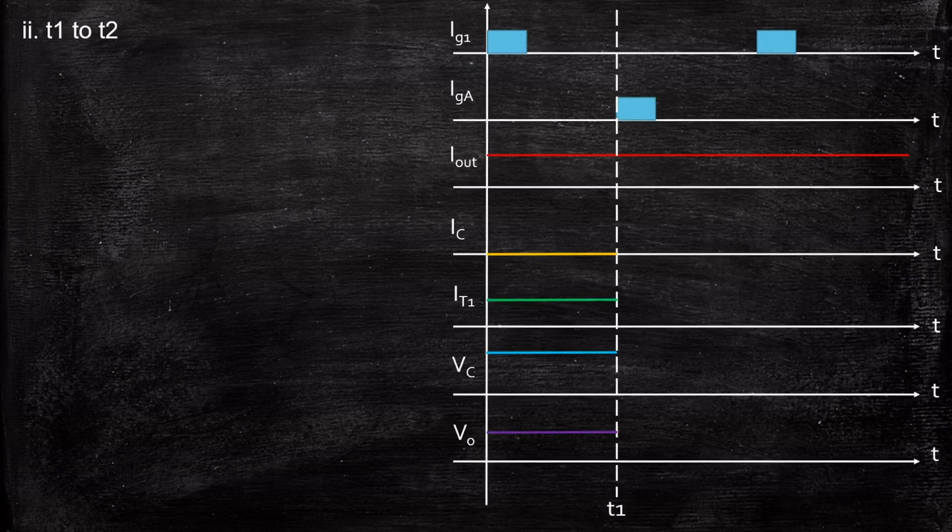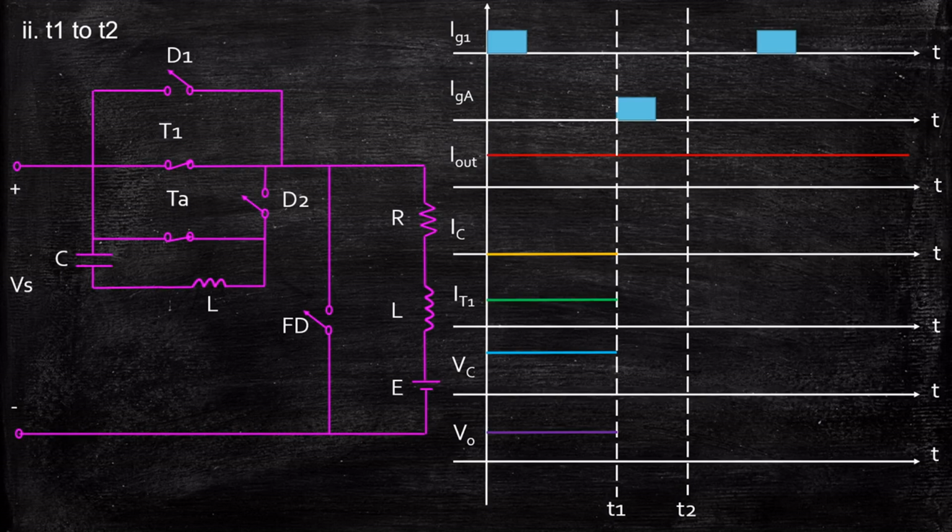Now let's continue our analysis. What happens from T1 to T2? Again, let's consider the waveforms where we had left previously. And T2 is some instant that we're going to consider in this particular waveform. Say at this point is where we're considering T2. Now again, let's consider the circuit diagram.